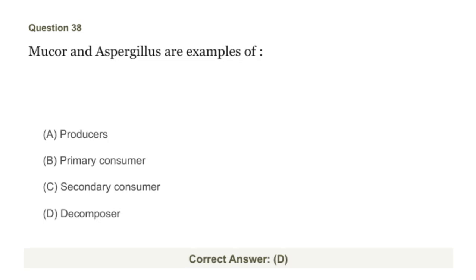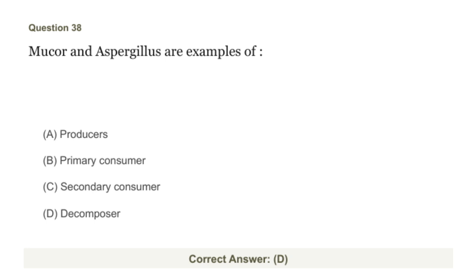Now, let's look at this question about mucor and aspergillus. The options here include producers, primary consumers, secondary consumers, and decomposers. The correct answer is D, decomposers. These fungi, mucor and aspergillus, play a crucial role in breaking down organic matter.